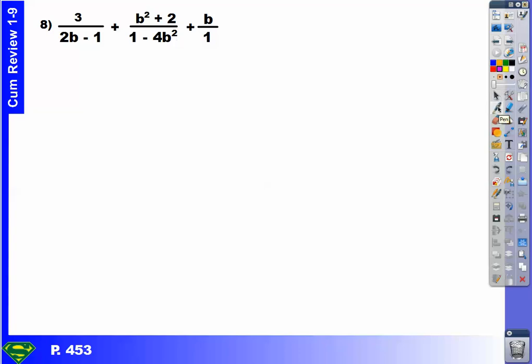So when I do that, I will get negative b squared. 2 times -1 is -2. And that's going to be over -1 times 1 is -1. -1 times -4b squared is 4b squared. Then I'll rewrite everything else that I have.